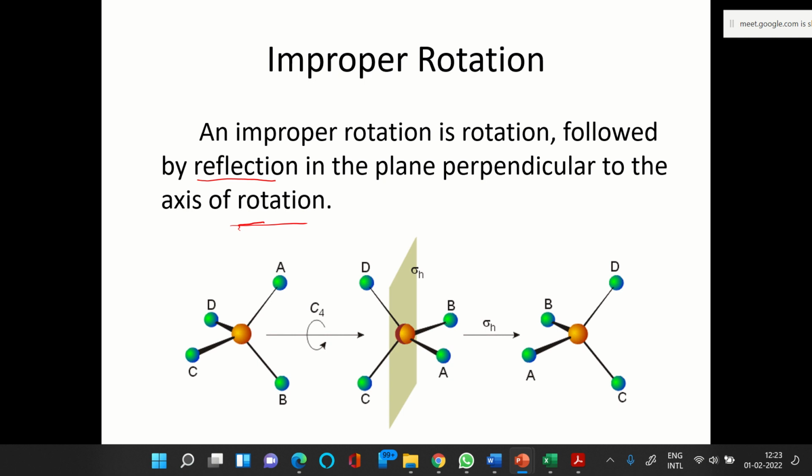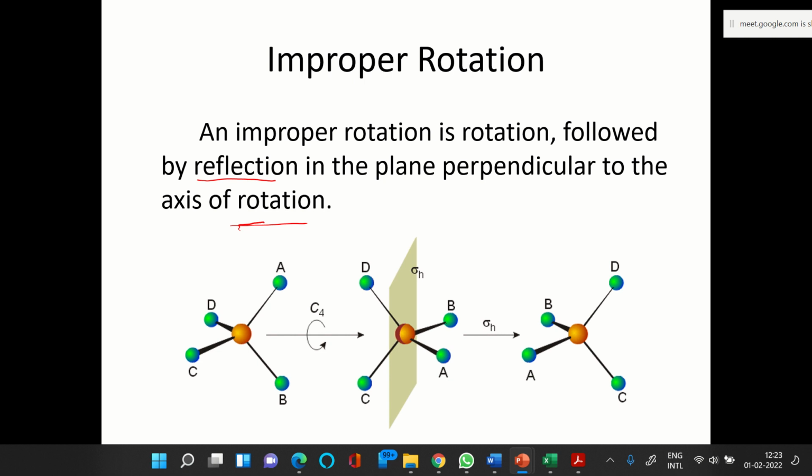You can do both the things in any order, and in some molecules you will find that the geometry remains unchanged. So this is slightly difficult to visualize because it involves two steps, and together they are called improper axis or improper rotation.